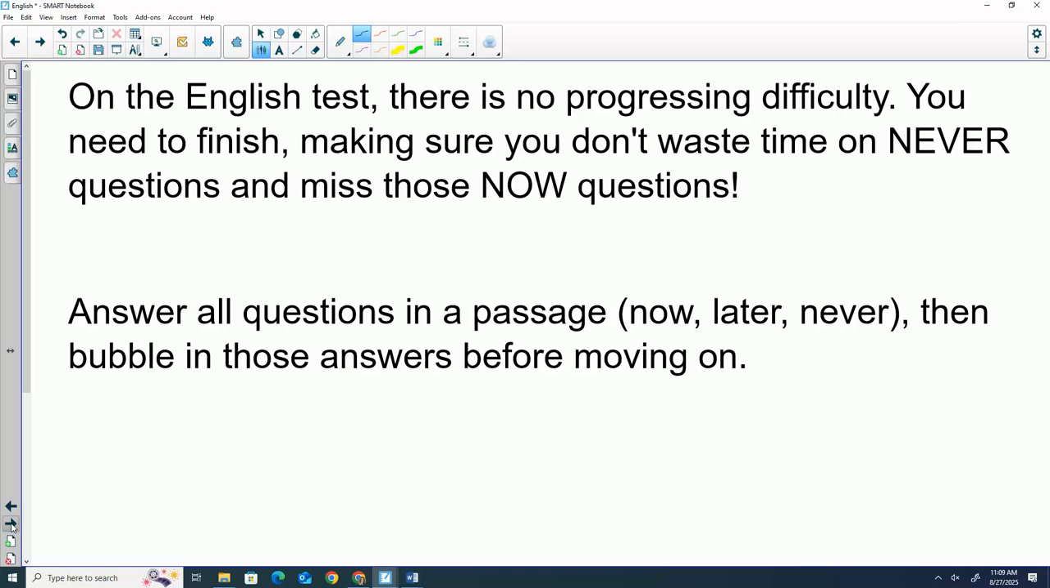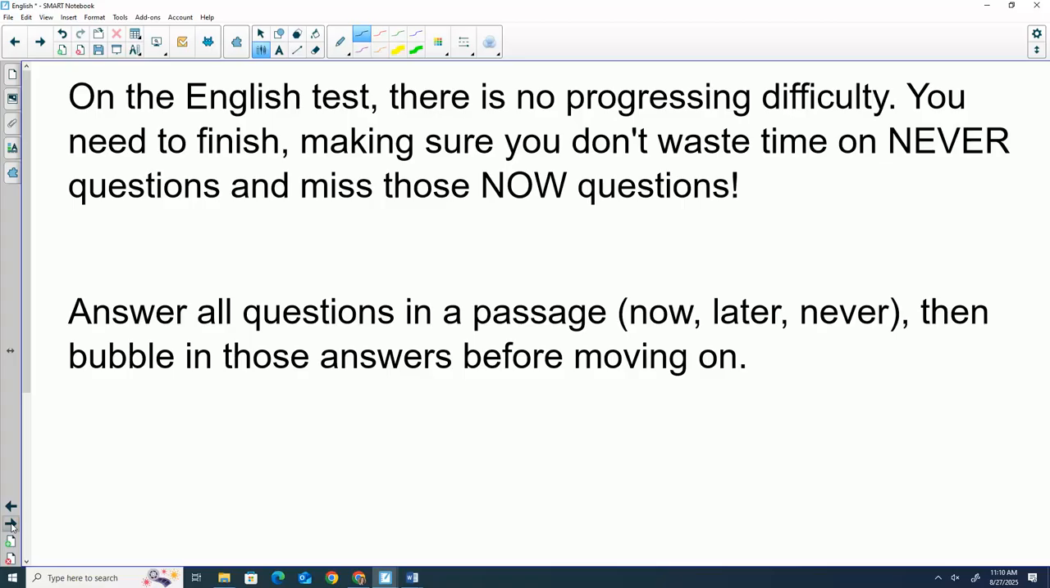The other thing to keep in mind is that the English test is not like math. The math one kind of gets harder as you go. That's not the case with the English, so there's no specific level of difficulty. You don't have to worry about thinking, okay, these questions at the beginning are the easy ones, I really need to spend my time on those. You just want to get through everything.